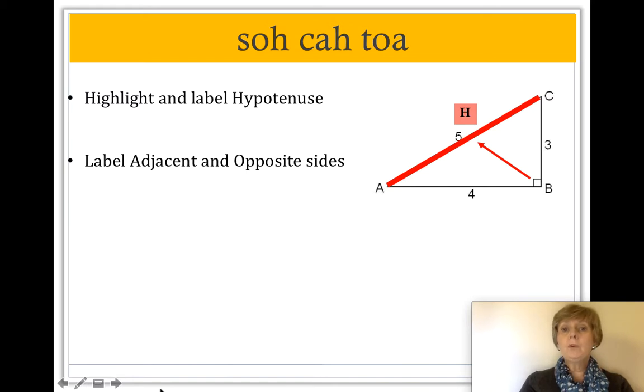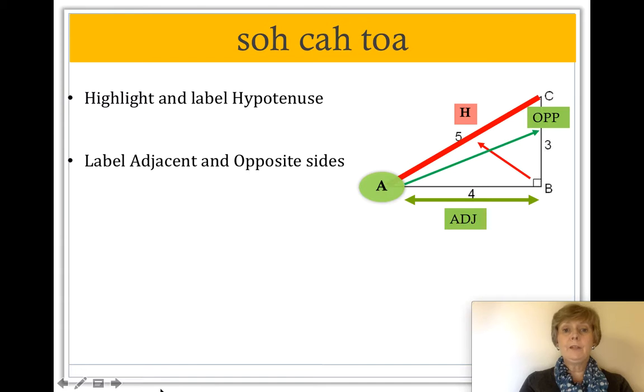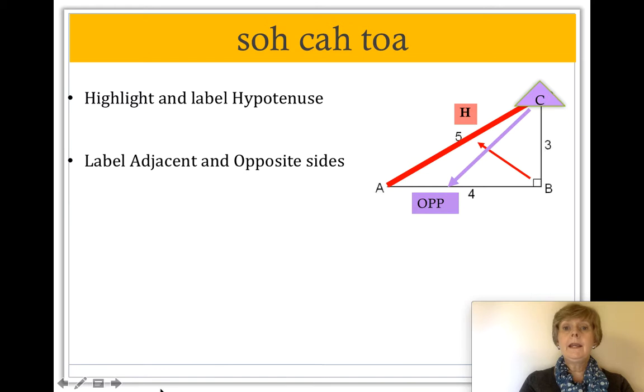It's very important to know from which angle you are looking. If you're looking from angle A, CB will be opposite and AB will be adjacent. However, when you look from angle C, AB is opposite and CB is adjacent.